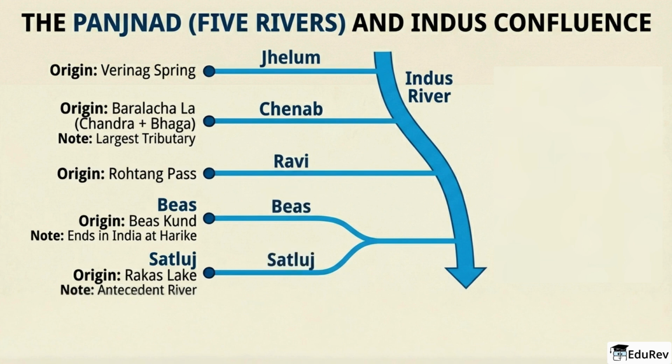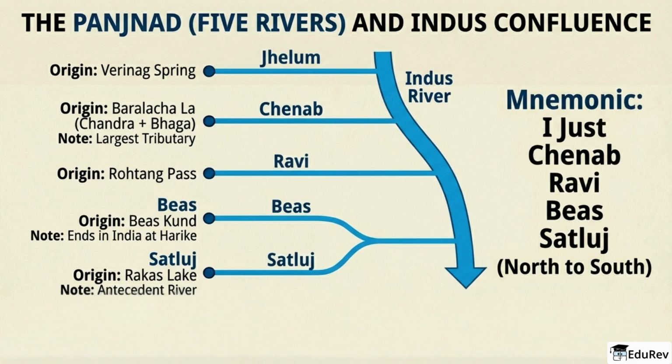The given mnemonic is Jhelum, Chenab, Ravi, Beas, Satluj. But the part that matters is the north to south order. Now the origins. Jhelum rises from Verinag Spring. Chenab rises near Baralachala, formed by the meeting of Chandra and Bhaga, and it is the largest tributary here.